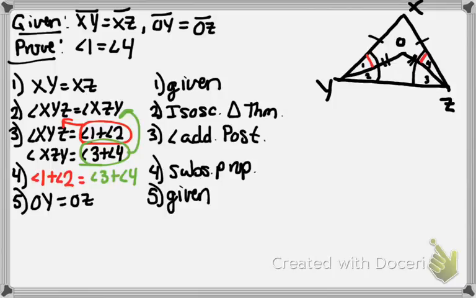And if OY is equal to OZ, then the angles opposite of those sides have to be equal also. So we're looking at the smaller triangle, triangle OYZ. Opposite of OY is angle 3, and opposite of OZ is angle 2. So angle 3 has to be equal to angle 2 because of the isosceles triangle theorem.